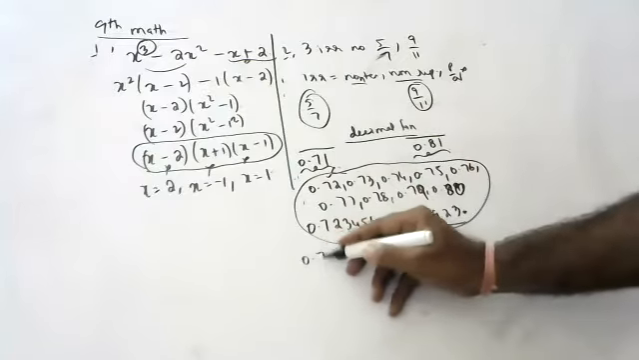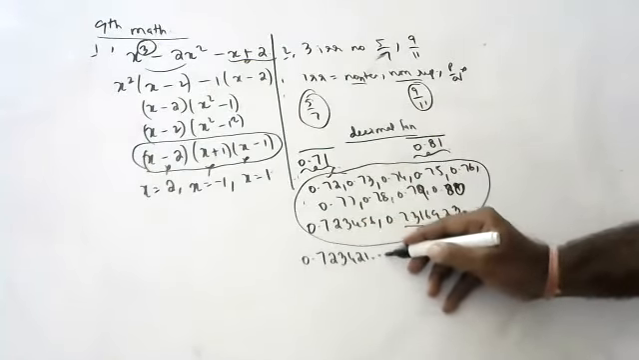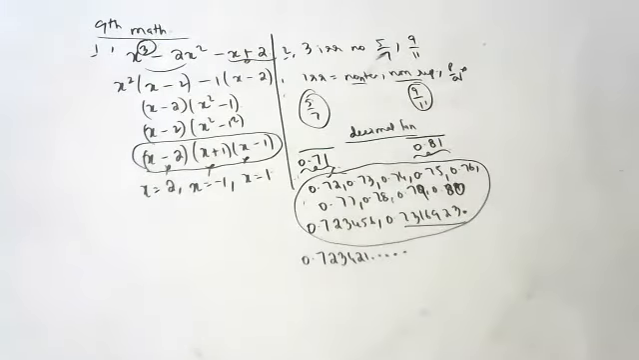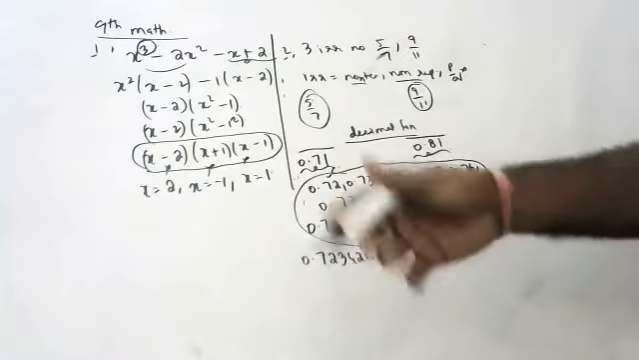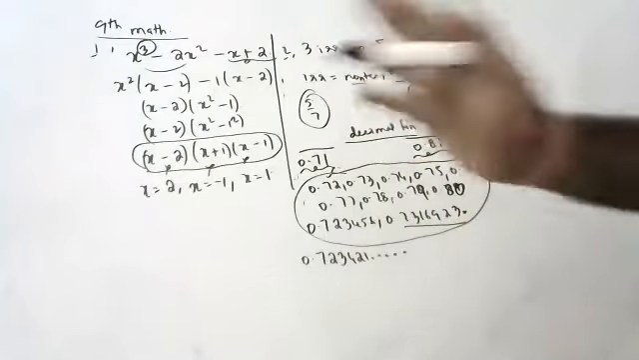For an irrational number, write 0.723421 something and put dots. Dots indicate non-terminating. And you should not write any repeating number like 34, 34, 34. Non-terminating, non-repeating is an irrational number.